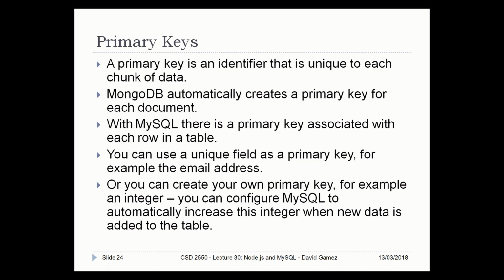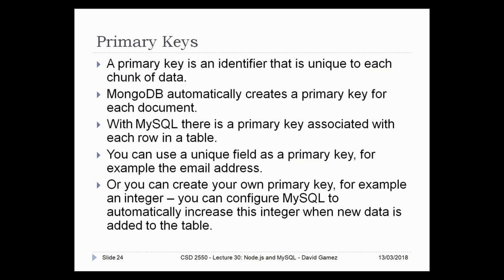Now with MongoDB, you had the notion of an ID that was unique to each document. And that's equivalent to the primary key in a SQL database. A primary key is an identifier that's unique to each chunk of data. And as you know, MongoDB automatically creates this for you. But with MySQL, there's a primary key associated with each row in a table, so that you have some unique way in which you can pick out a single piece of data.